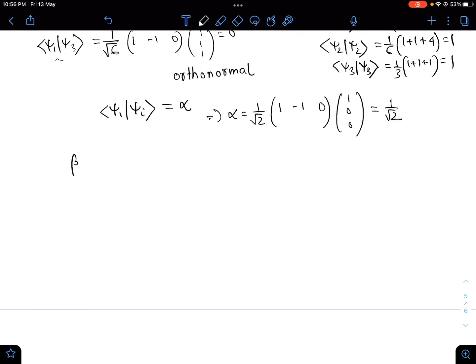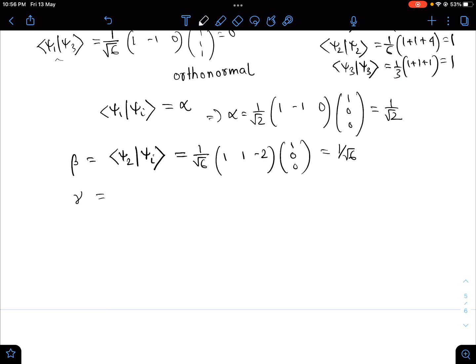Similarly, for beta, we will multiply by bra psi 2, and we will have 1 over root 6 (1, 1, minus 2) with (1, 0, 0). So that will give us 1 over root 6. And gamma we will get as psi 3 with psi initial. So that will be 1 over root 3 (1, 1, 1) with (1, 0, 0). So that is 1 by root 3.